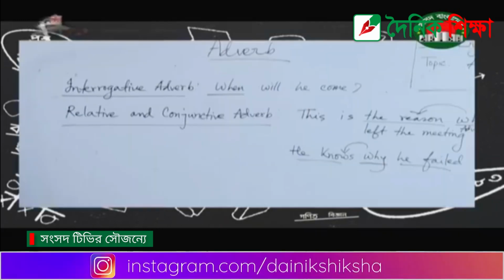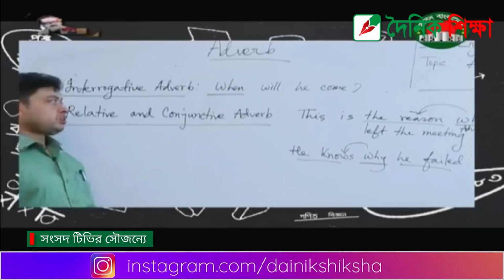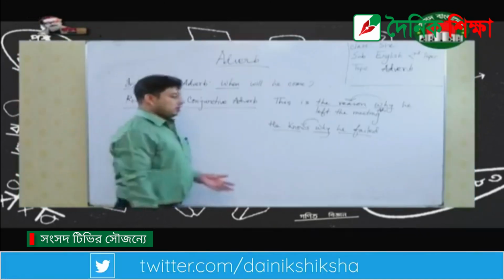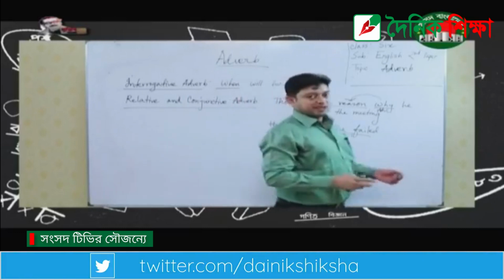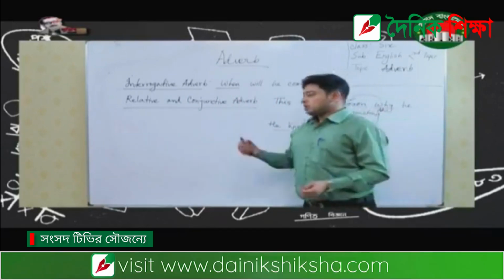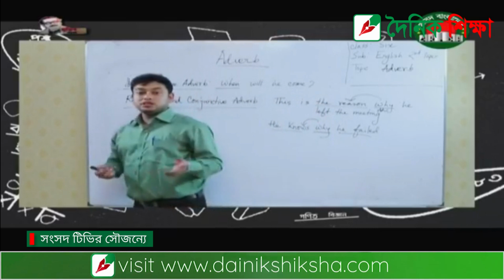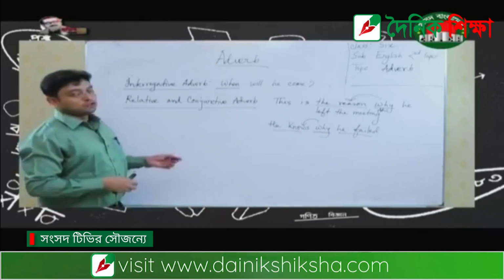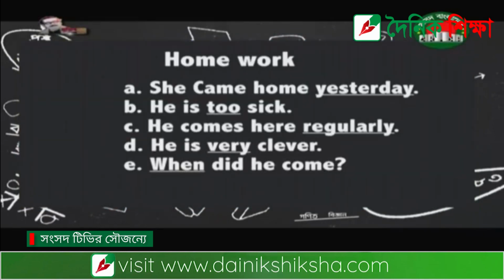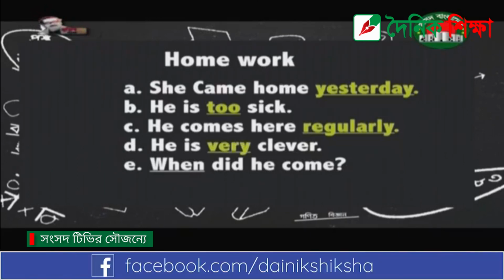I think by now you have understood the different classification of adverb. We have already discussed the most important topics of adverb, the classification, the definition. Now I will give you some examples. Actually this is your homework. You will do the homework at home. So 5 examples are given. She came home yesterday. You have to say what kind of adverb is this yesterday. He is too sick. What kind of adverb is too? He comes here regularly. What kind of adverb is regularly? He is very sick. What kind of adverb is very? And what kind of adverb is when here?